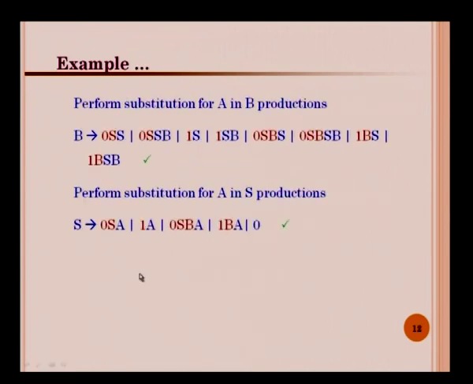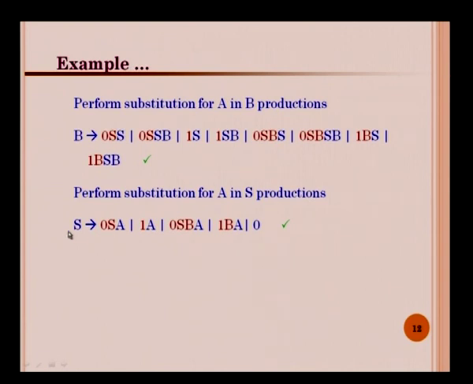So when you substitute, we will be substituting the value for A here. It is 0S here, and 1S here, 1SB here. And after doing the substitution, we will find all the alternate rules for B are starting with a terminal. So it is starting with terminal 0 and 0, 1, 1.